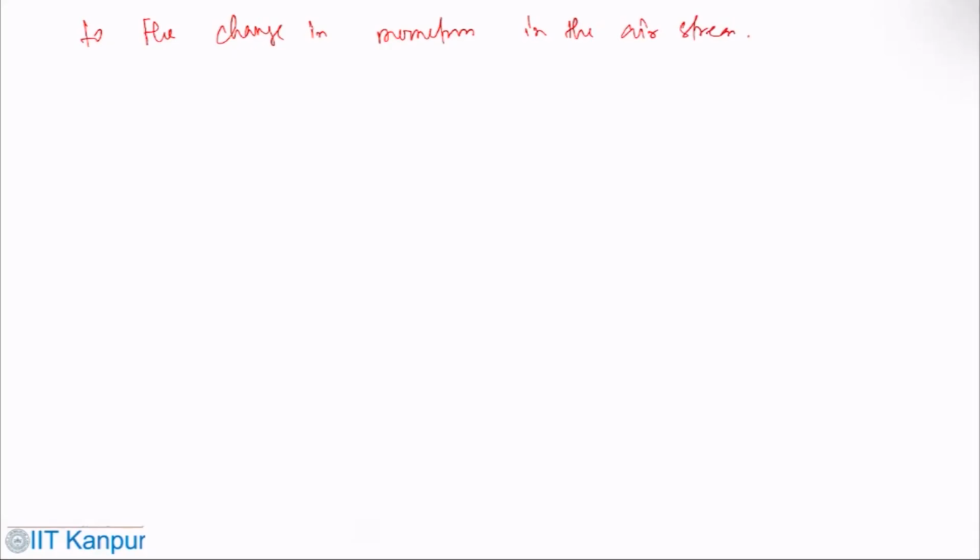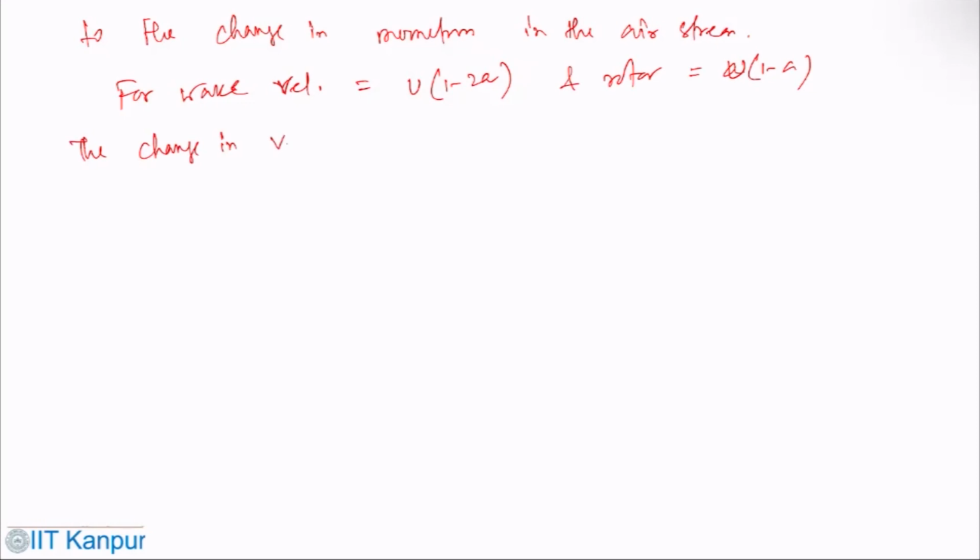So one can assume, as before, that the far wake velocity is reduced, so we can say that the far wake velocity would be U into (1 minus 2a). This is like what we have done in the horizontal axis case, and at the rotor it will be U into (1 minus a). So the change in velocity is delta U, which is U into 2a.